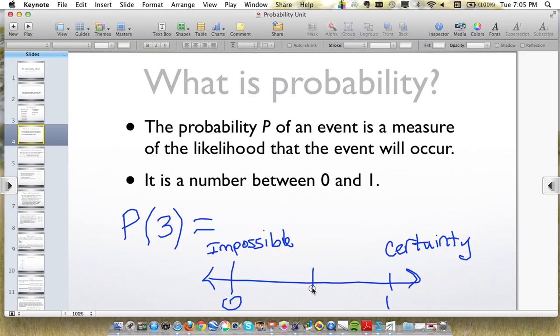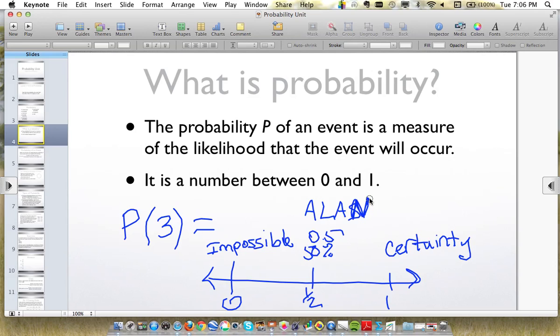Of course, right smack in the middle, we have the probability of 1/2, or we could write that as 0.5, or, of course, 50%. So the probability of something happening is 50%, or 1/2, or 0.5, whatever your version of writing it down is. That means it's as likely to happen as not. As likely as not to happen. Meaning 50-50. It could happen. It could also not happen.